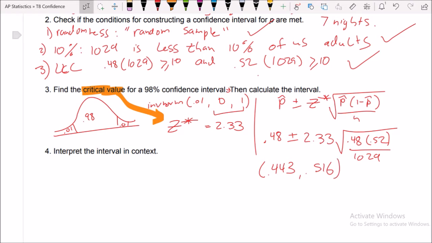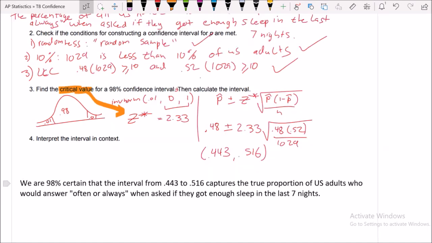Now we need to interpret the interval in context. This is one of those canned responses, so pause the video and try this one, and then see if you agree with my response. Here's my interpretation. We are 98% certain that the interval from 0.443 to 0.516 captures the true proportion of US adults who would answer often or always when asked if they got enough sleep in the last 7 nights.